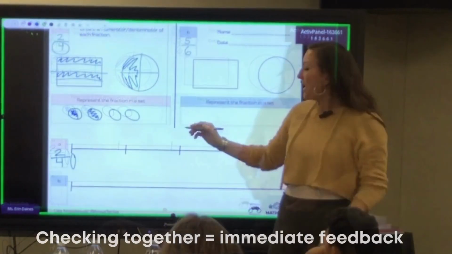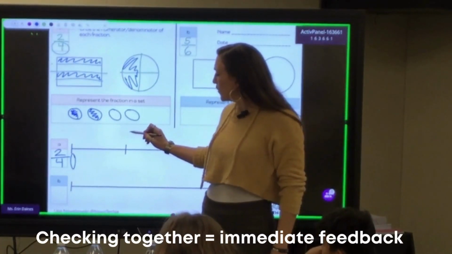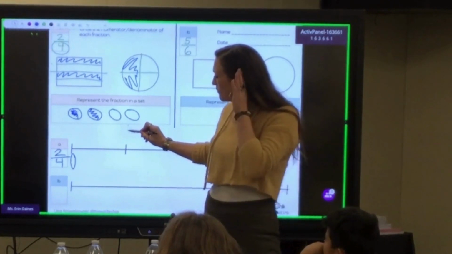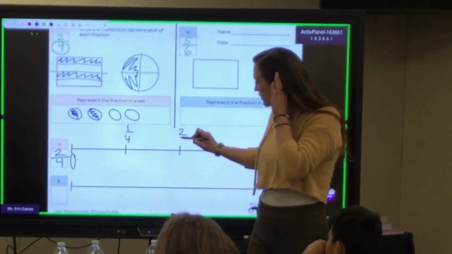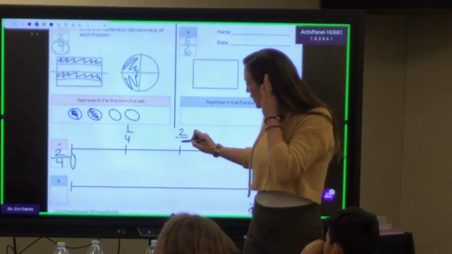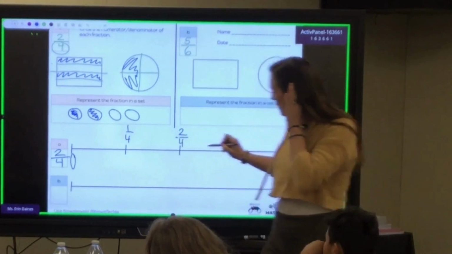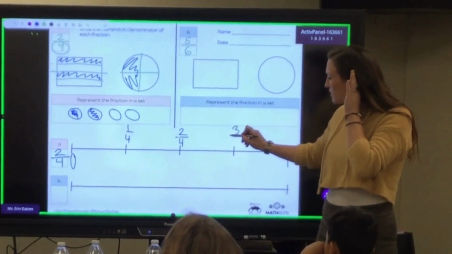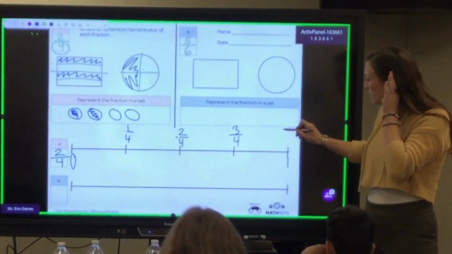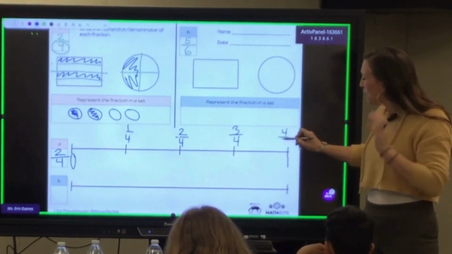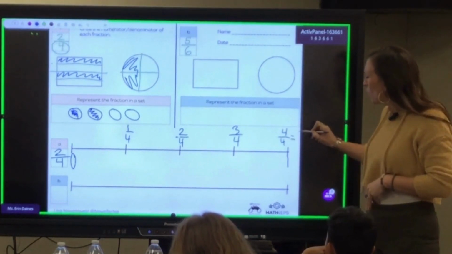All right, let's get it. And you're going to help me label this. The first one I'm going to label is what, everybody? 1 fourth. Then I'm going to label 2 fourths. Then I'm going to label 3 fourths. And I'm finally going to label 4 fourths equals 1 whole.